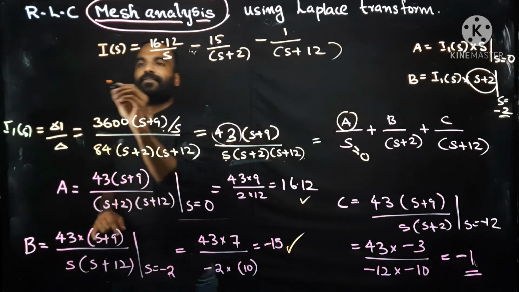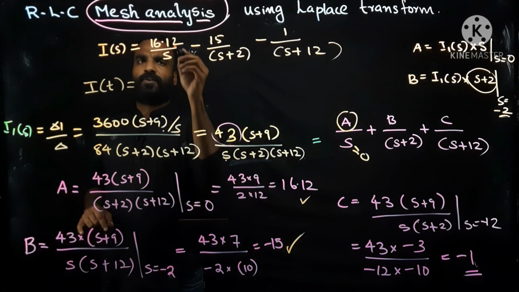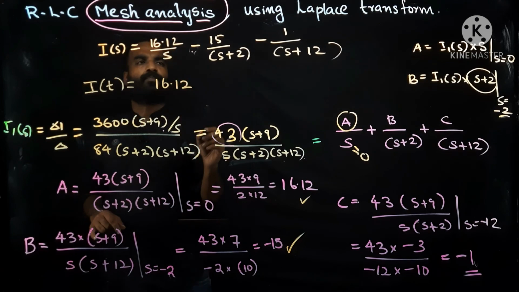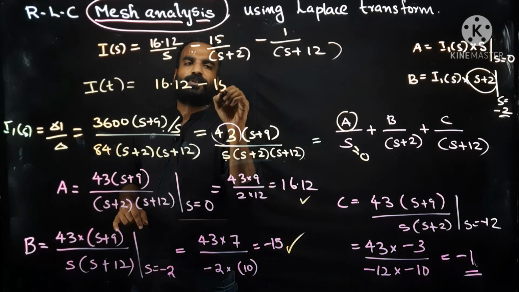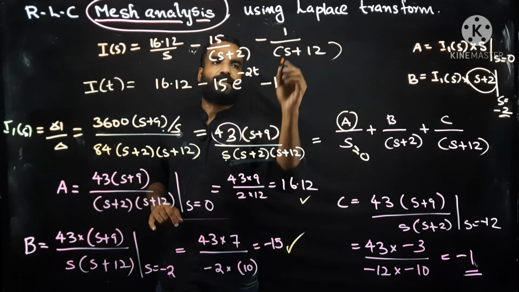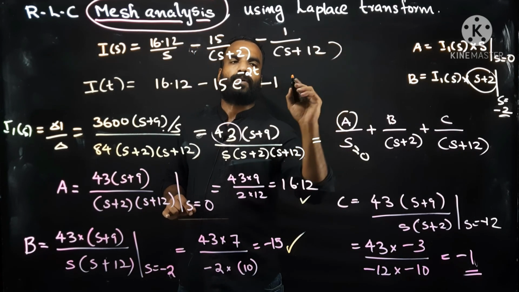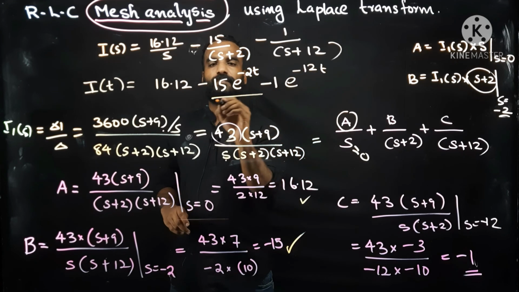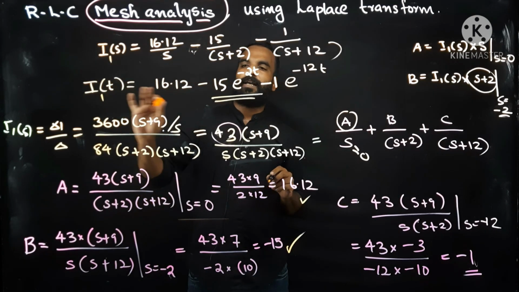So now it is easy. What is I1 of t? Take the Laplace inverse transform. For 1 by s it is 1, so 16.12. For 1 by s plus 2 it is e raised to minus 2t, so minus 15 is a constant times e raised to minus 2t. Minus 1 is a constant, and for 1 by s plus 12 it is e raised to minus 12t. This is the expression for I1 of t.